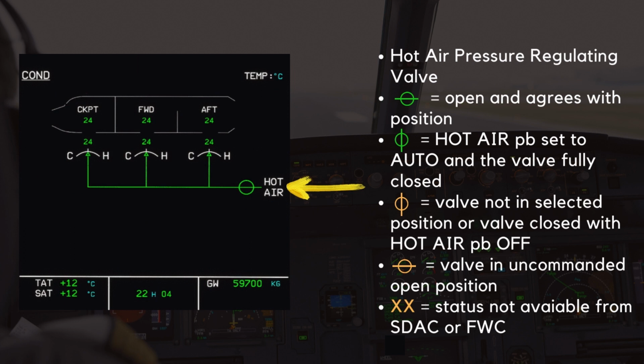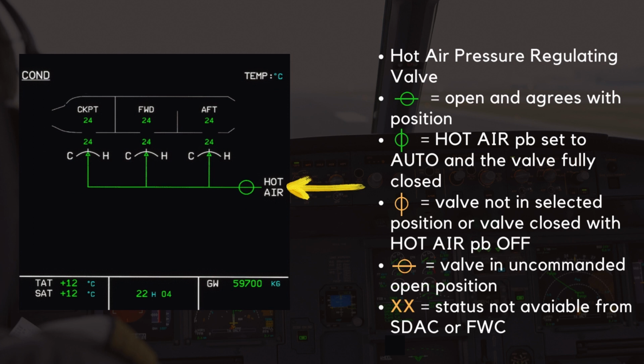The valve next to the hot air indication is the hot air pressure regulating valve. When the valve is open, in a green inline position, the valve is fully open and its position agrees with the selected position. With the hot air push button set to auto and the valve fully closed, the indication turns into the green crossline position.